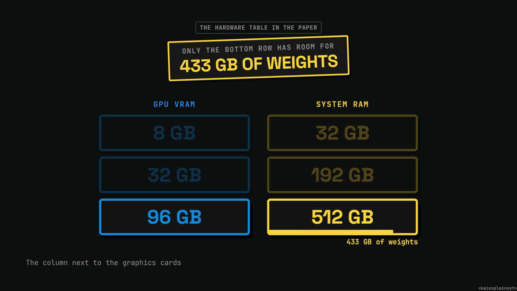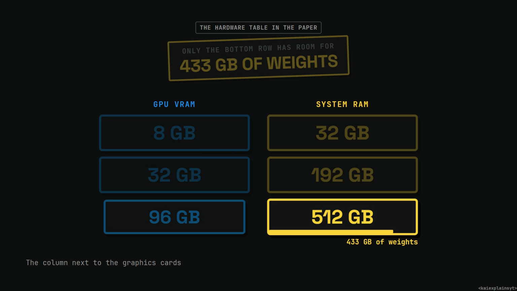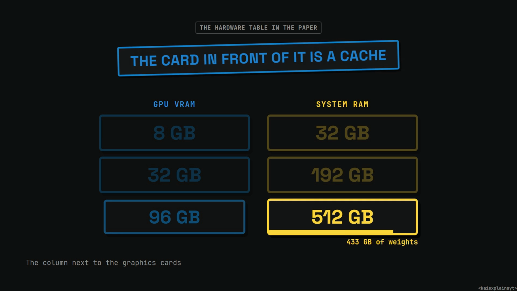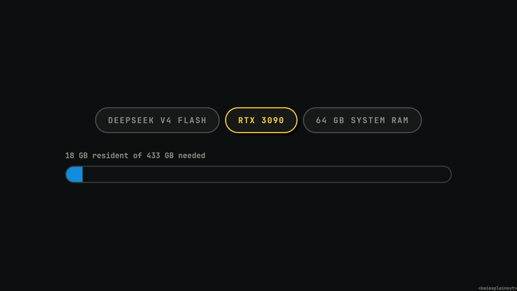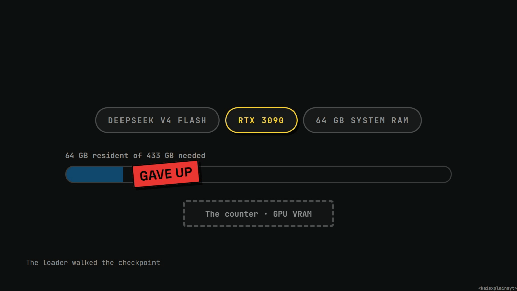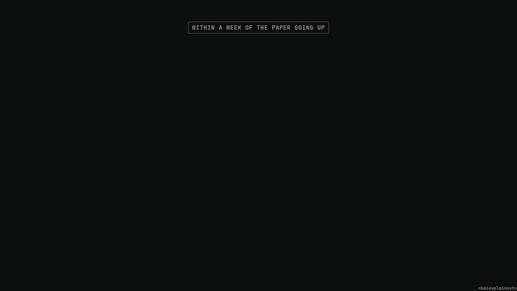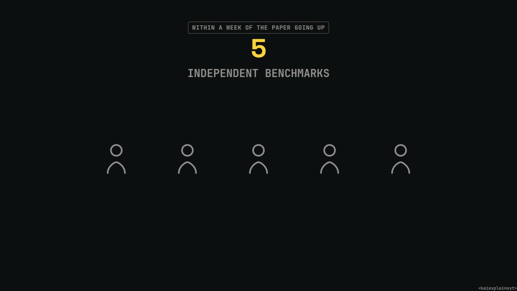That model isn't living in the 96 gigabytes of VRAM. It's living in 512 gigabytes of system RAM, and the card in front of it is a cache. Somebody tried to load DeepSeek V4 Flash on a 3090 with 64 gigabytes of system RAM and watched the loader walk the checkpoint and quietly give up. The counter was never the thing holding you back. It was the pantry. Within a week of the paper going up, 5 independent benchmarks had appeared.